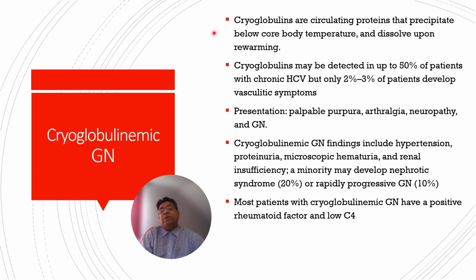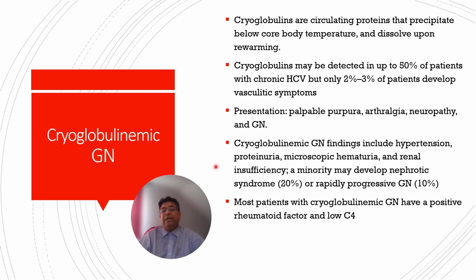Cryoglobulins are circulating proteins that precipitate below core body temperature and dissolve upon rewarming. Cryoglobulins may be detected in up to 50% of patients with chronic hepatitis C viral infection, but only 2 to 3% of patients develop vasculitic symptoms. Presentation is palpable purpura, arthralgia, neuropathy, and GN.